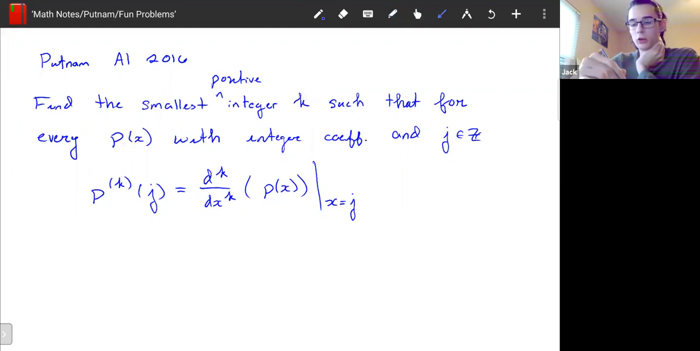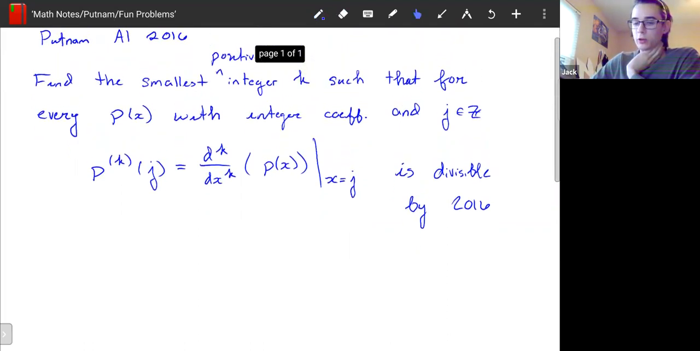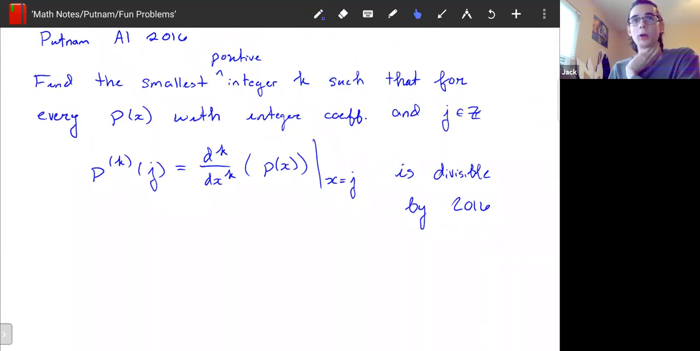single polynomial p we choose and any single integer, the kth derivative of that arbitrary polynomial evaluated at that arbitrary integer is divisible by 2016, right? So we would have to show that any single polynomial, once we take its kth derivative evaluated at j, becomes divisible by 2016, right? So let's just look at maybe some example polynomials to see what we're working with and if we can gain any information from that.